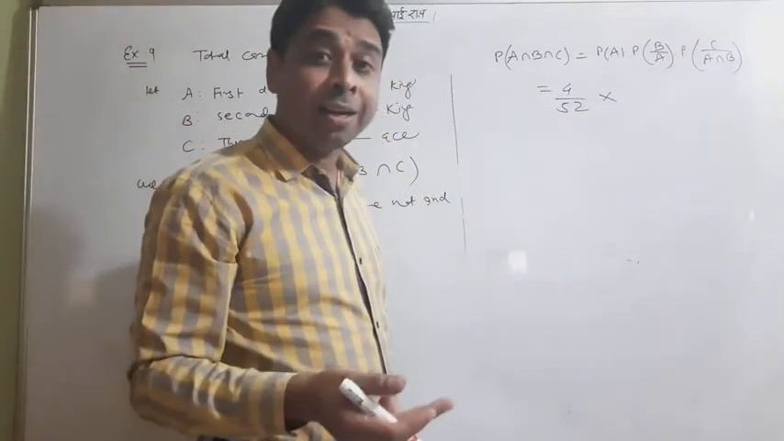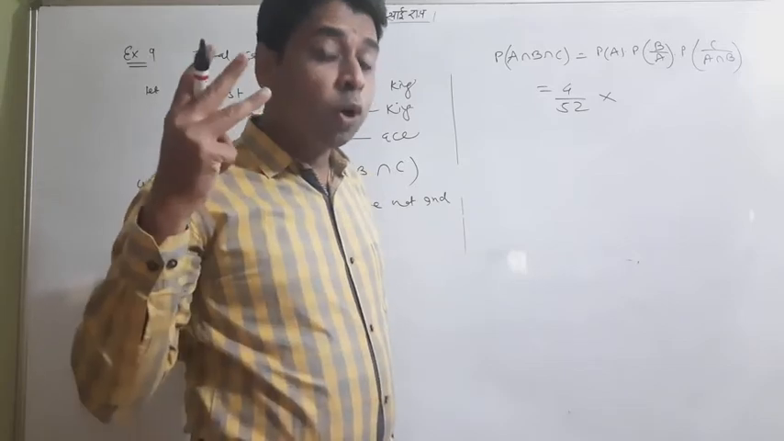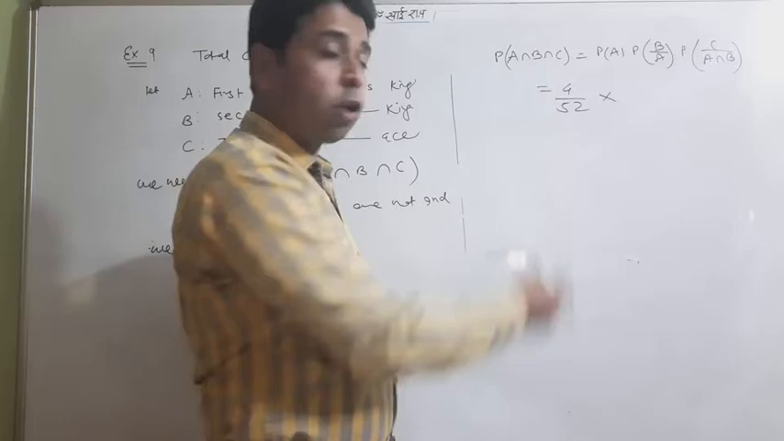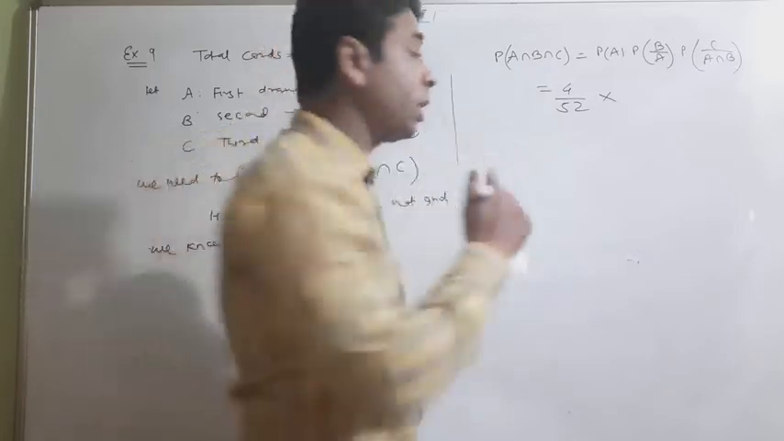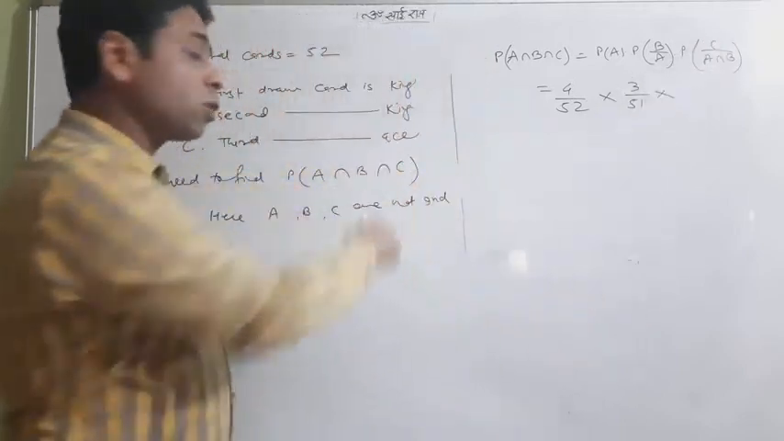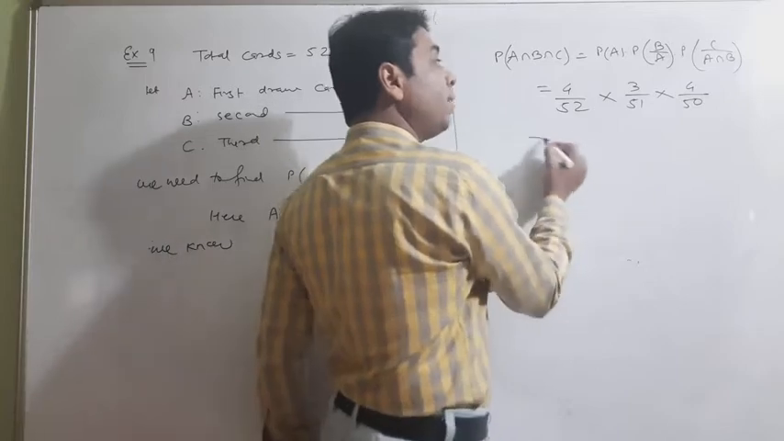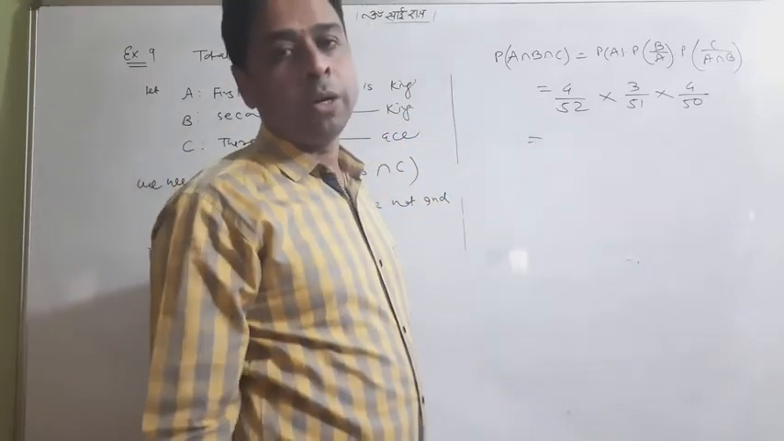Now one can understand, without replacement, the number of cards will be 51. King was 4, one already has been drawn, so the number of cards now remaining is 3. So 3 by 51. And ace card: C is an ace card, so the number of ace cards is 4, but the remaining cards are 50. So whatever answer you get, this is going to be your final answer.